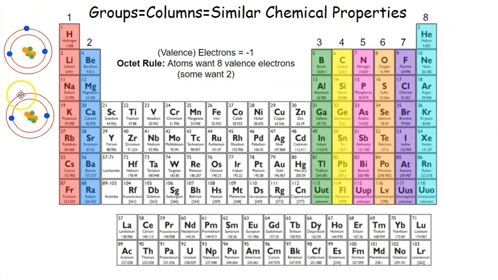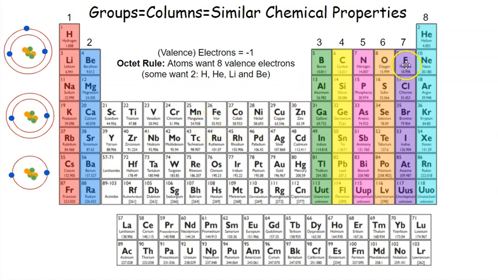So it lost it, which means the outermost shell is now full because this first shell can only have a maximum of 2 valence electrons, or 2 electrons. In this case, they're valence because they're in the outermost shell. It can only have 2. Lithium's an exception to this 8 valence rule. Let's look at another example.